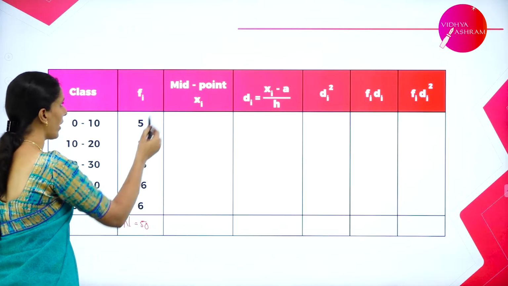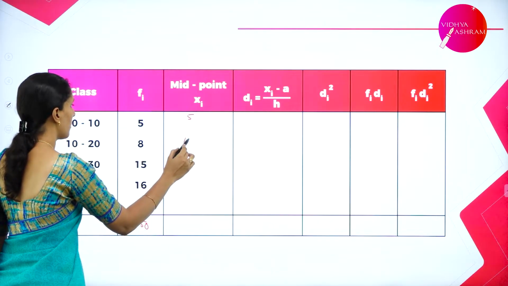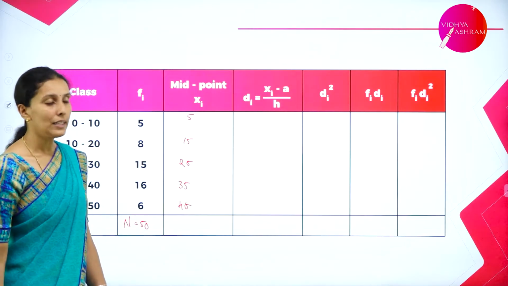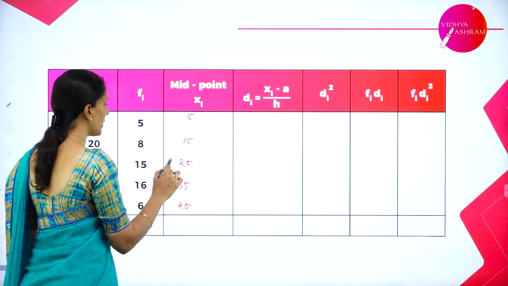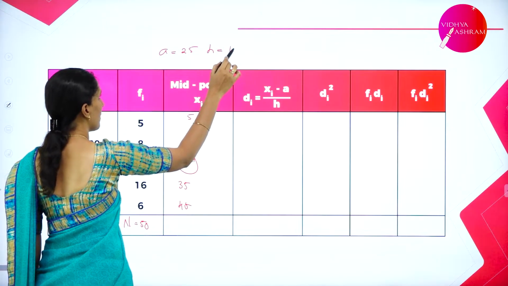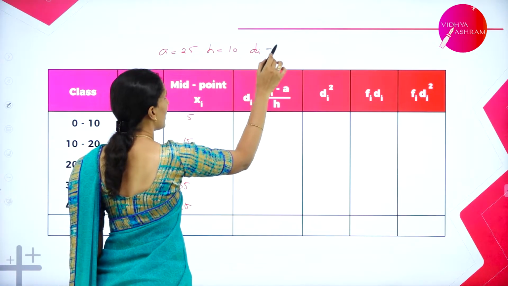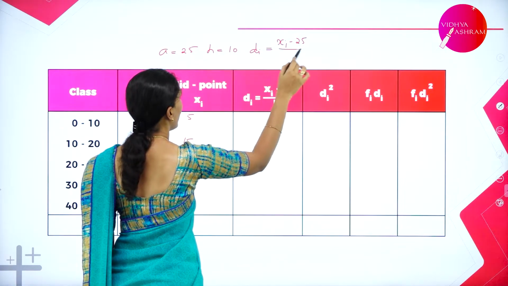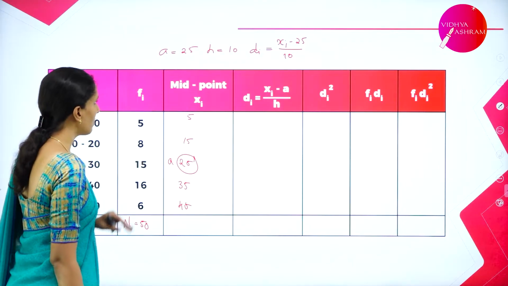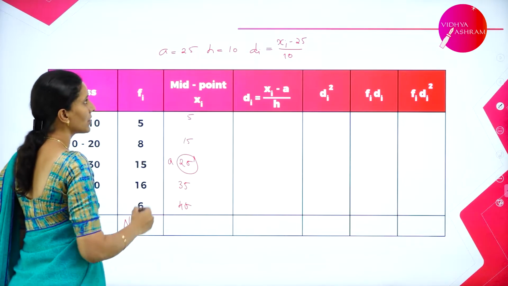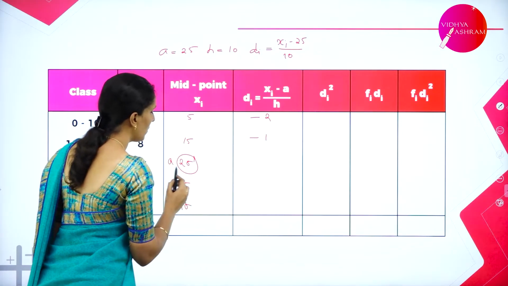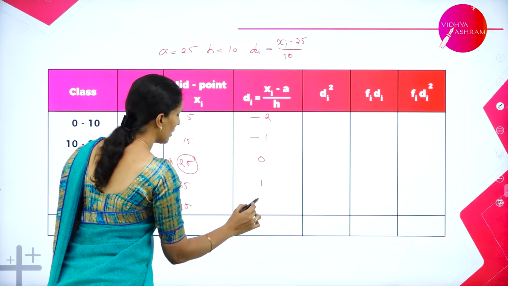Now let us write the midpoint of each interval, that is 5, 15, 25, 35, 45. Now let us take the deviation. Let me take the assumed mean as 25. I will take A equal to 25 and the height of the class interval is 10. So here the deviation becomes xi minus 25 divided by 10. So subtract each number from 25 and divide it by 10. What is the deviation you will get? 5 minus 25 is minus 20, and minus 20 by 10 is minus 2. Similarly, you will get minus 1, here you will get 0, here you will get 1 and here you will get 2.